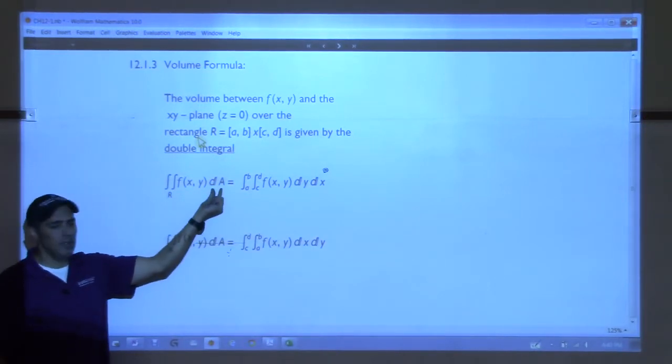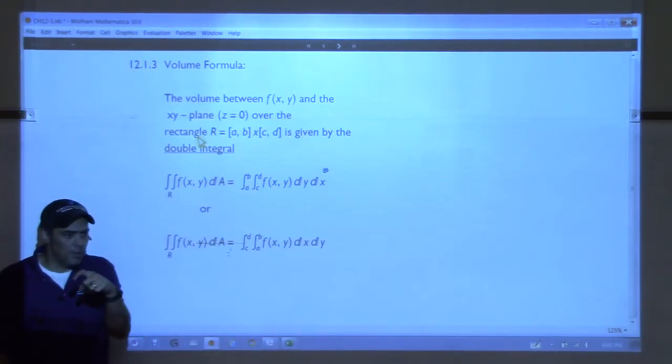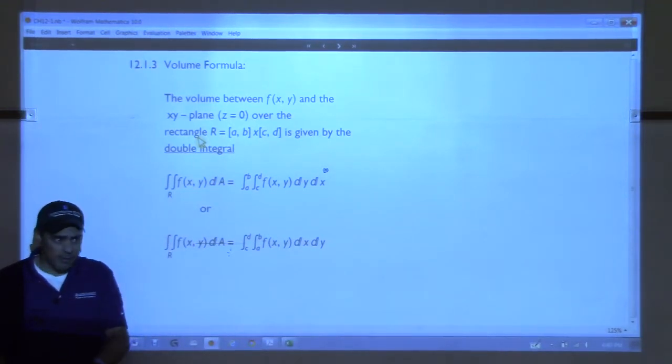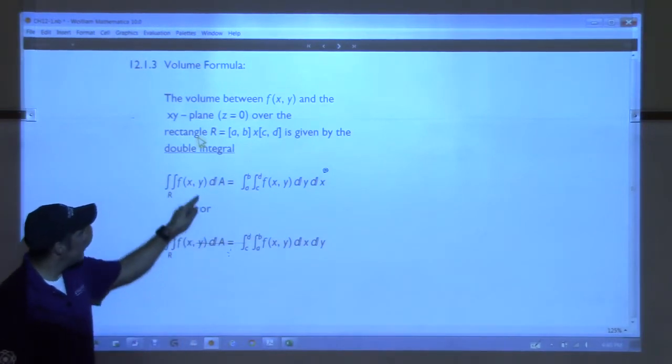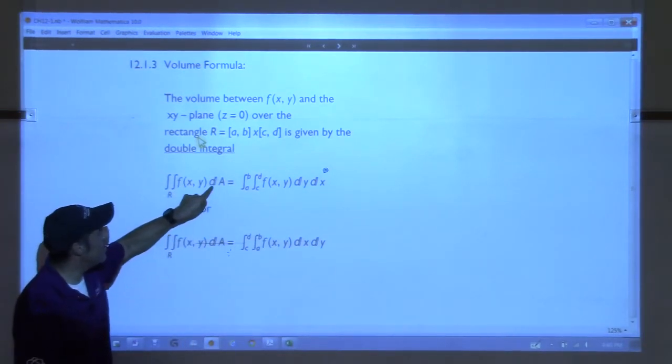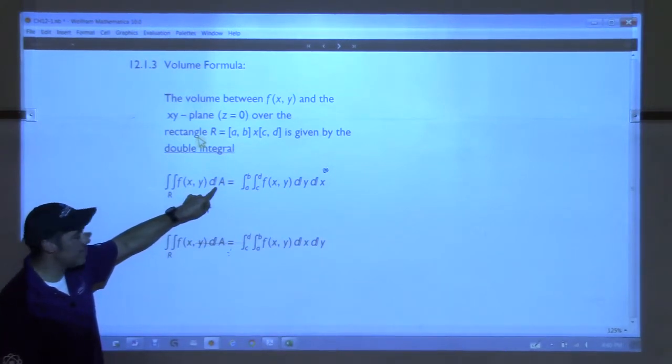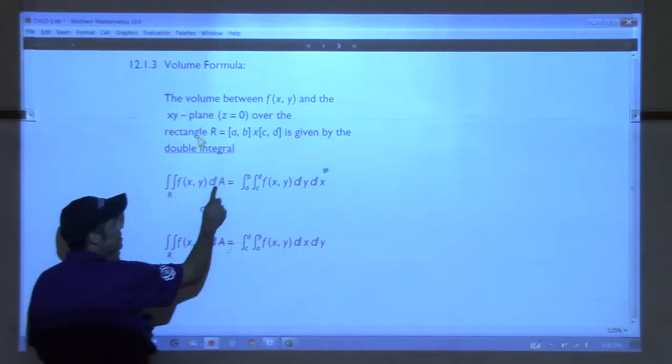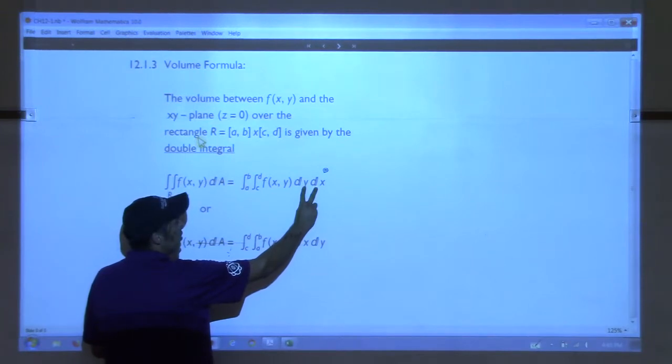So this is new. dA stands for that infinitesimal little area on the floor. Okay? So this is our little patch, a little square on the floor. So this is really our height, and this is the area of the base of our box. Now that area is made up of multiplying dx and dy.